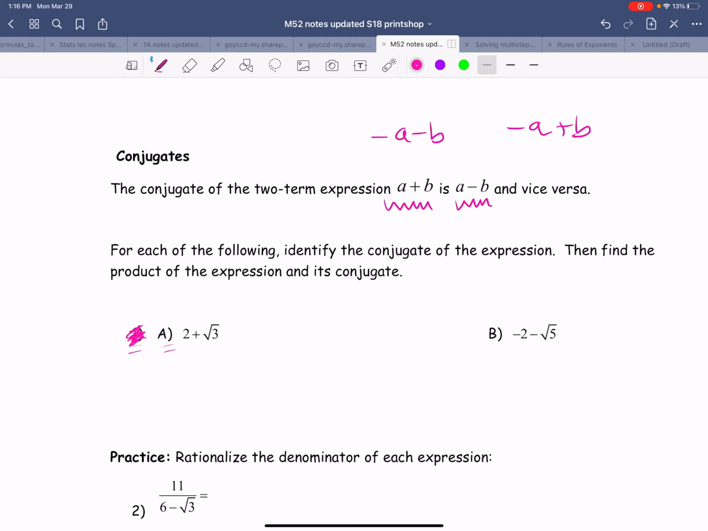What's the conjugate of 2 plus root 3? It would be 2 minus root 3. What's the conjugate of negative 2 minus root 5? It would be negative 2 plus root 5. So only change the middle sign, okay? Only change the middle sign. And that's how we find the conjugate.